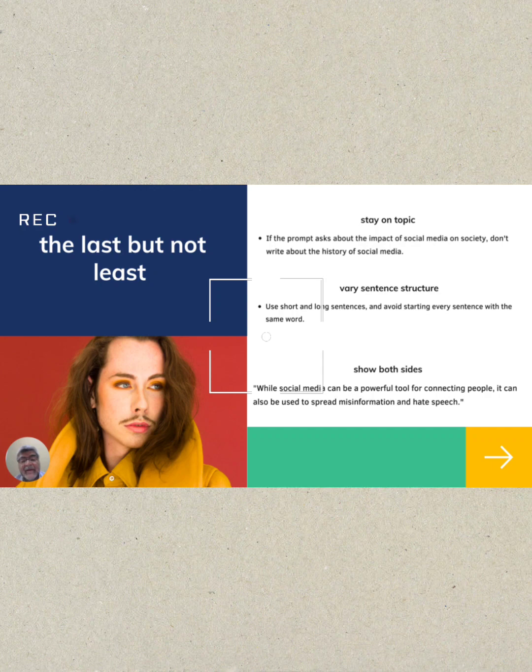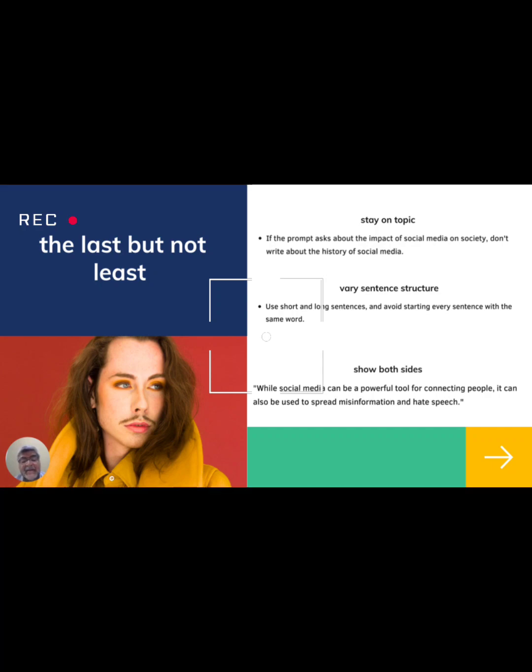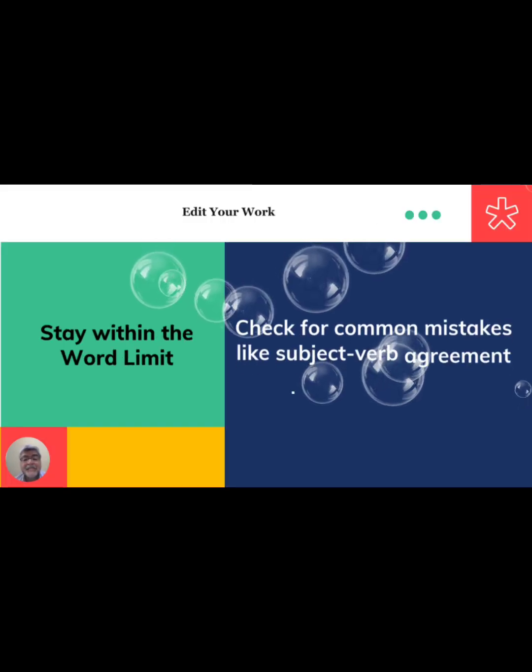The next one is show both sides. It means that when there are two sides in the discussions, then you have to develop both sides almost equally. While social media can be a powerful tool for connecting people, it can also be used to spread misinformation and hate speech. So, you see, when there are two sides of the same topic, then it's better that you refer to both sides and discuss both sides of that.